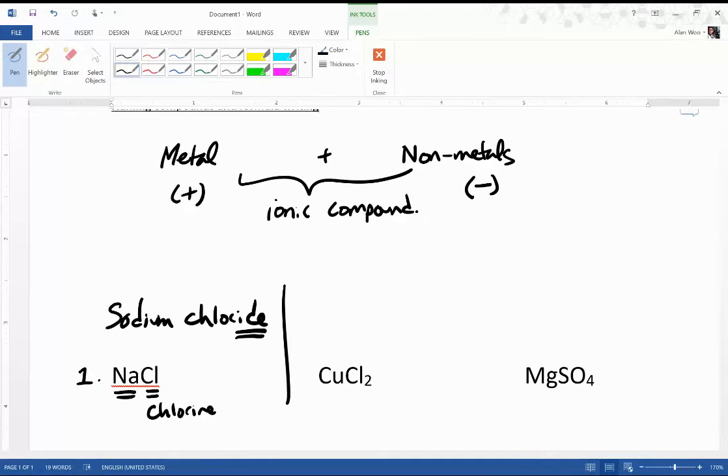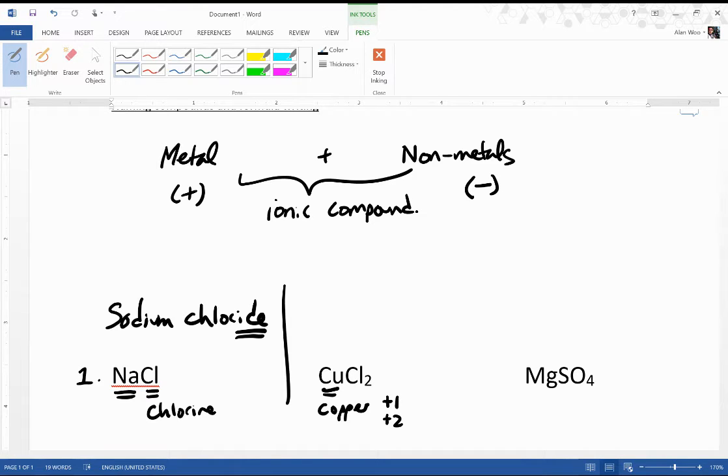If we take that same idea and apply it to something like Cu, Cu is copper. But copper is special because it's a transition metal. It doesn't have just one charge like sodium does. Copper can have either a +1 charge or a +2 charge. Depending on what type of copper this is, we have to make sure that we name it properly too.